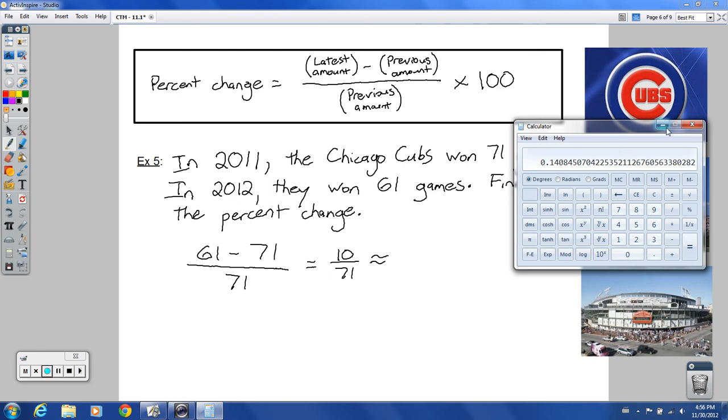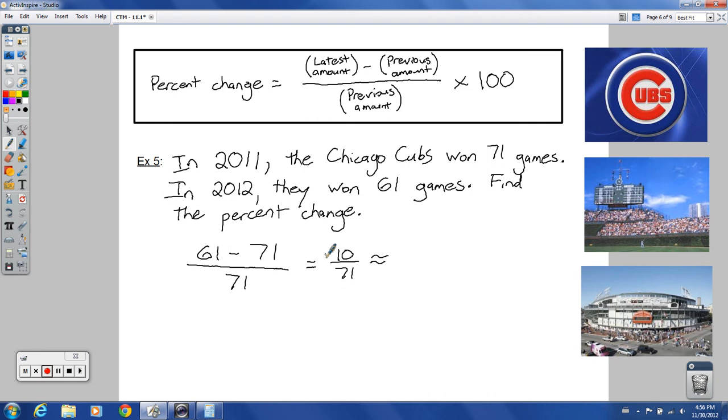I made a mistake here, or I didn't make a mistake, I just forgot to put it. I was about to put it. That should be a negative 10. If your number is negative, it's a percent decrease. If it's positive, it's going to be a percent increase. So this becomes approximately negative, that's not a negative sign, that's a squiggly line. That's not what I want at all. This is negative 0.1408. And if you change that to a percent, remember you move it 2 spots. So this would be about a drop or a decrease of negative 14.08% for that.